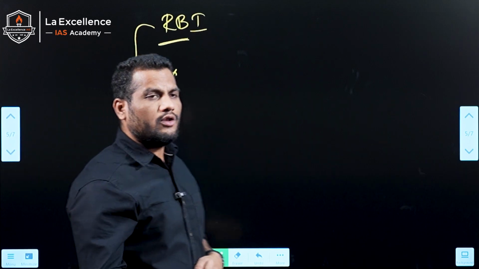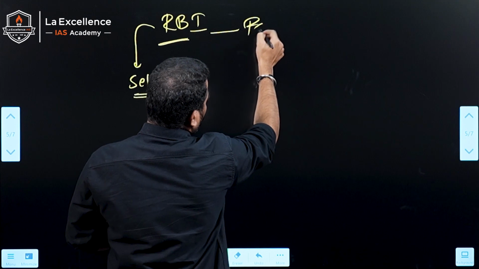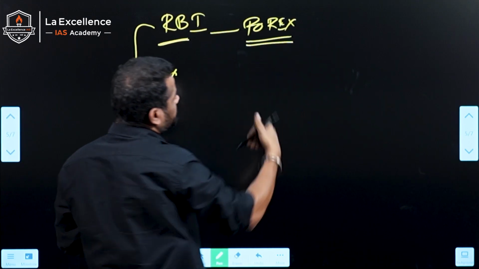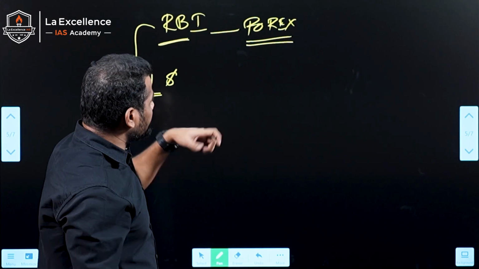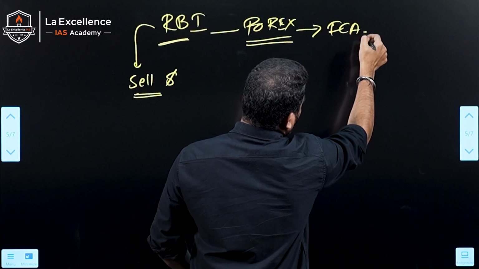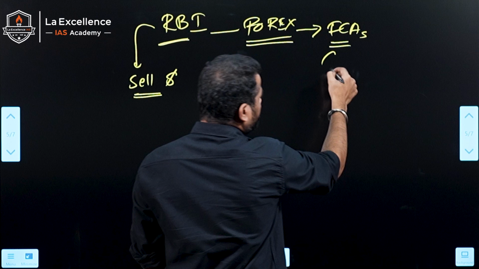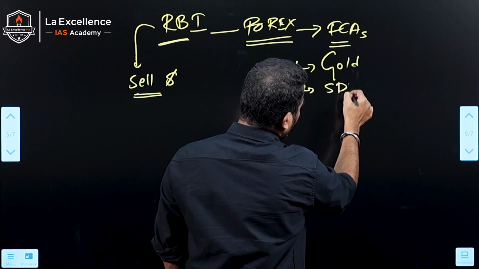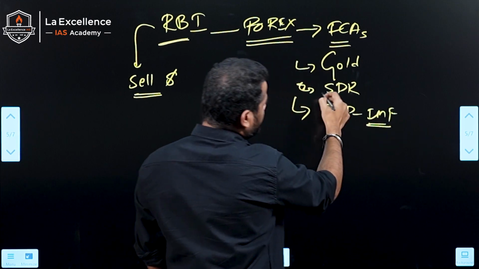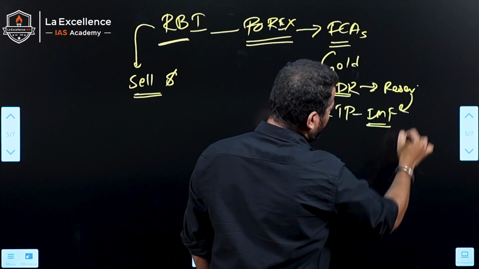Why does RBI sell the dollar? Because it holds dollars in the Forex reserve. What is this Forex reserve? This Forex reserve consists of foreign currency assets, consisting of other foreign currencies, and gold, SDR, and reserve tranche position in the IMF. This SDR is a reserve asset in the IMF.